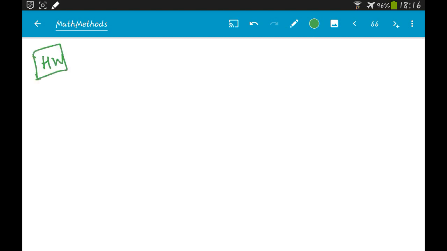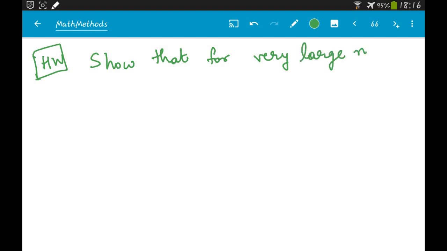So the homework in this part is show that for very large n, (1 by n square minus 1 by n plus 1 whole cube) is nothing but 2 by n cube.